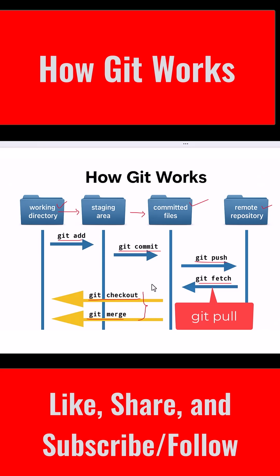Let's do a quick recap. Your journey starts in the working directory, where you make changes. Then you stage them with git add and save them permanently with git commit. To share your work, you use git push to send it to a remote repo and git pull or git fetch to stay updated with your team. You can switch versions using git checkout and combine work with git merge. That's the core Git workflow. Simple, powerful, and incredibly useful.